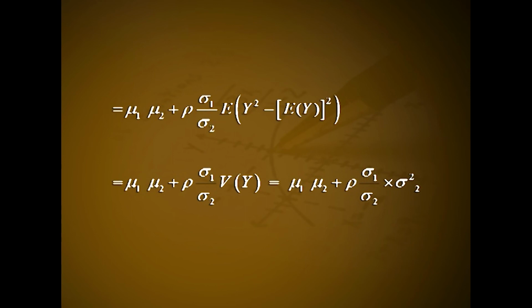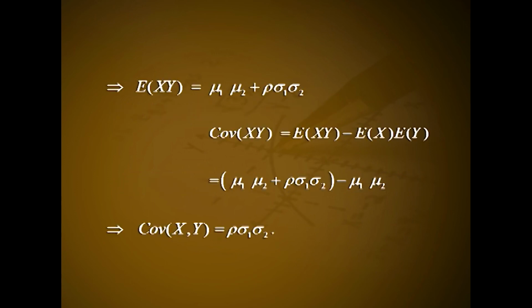1 by sigma 2 into expectation of y square minus expectation of y the whole square, that is equal to mu 1 into mu 2 plus rho into sigma 1 divided by sigma 2 into variance of y, that is equal to mu 1 into mu 2 plus rho into sigma 1 divided by sigma 2 into sigma 2 square. This implies expectation of xy equal to mu 1 into mu 2 plus rho into sigma 1 into sigma 2.